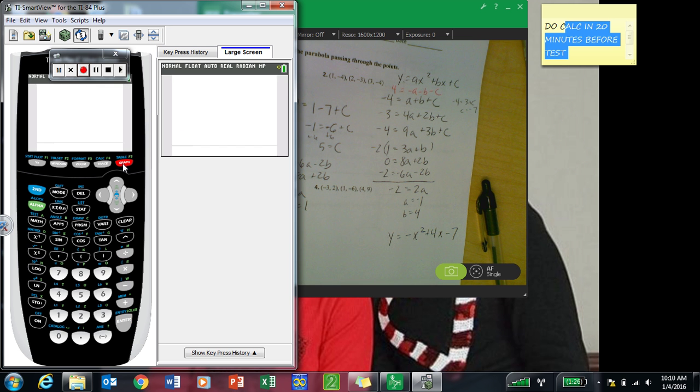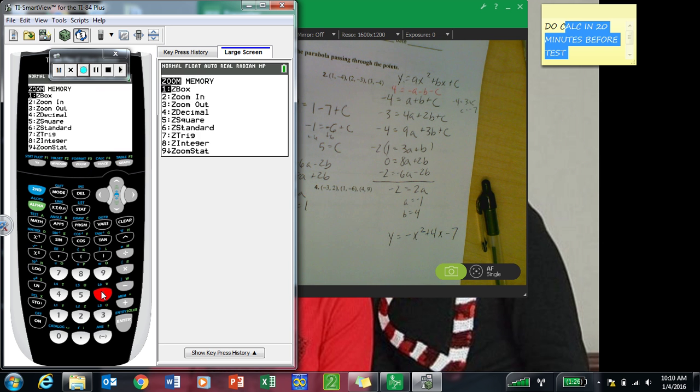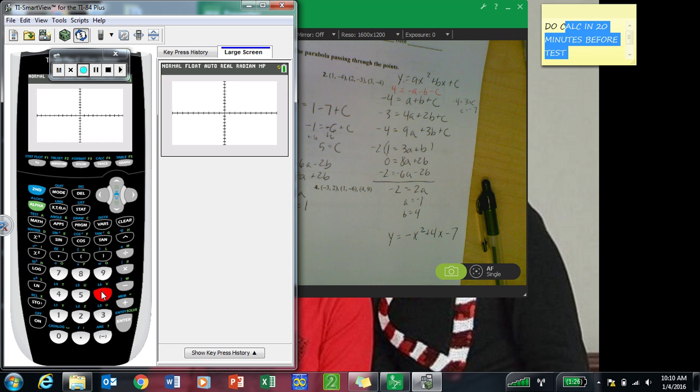Now if I go to the graph, I'm going to do zoom 6, and where is my parabola? There it is. That's the function that you just got the model for.